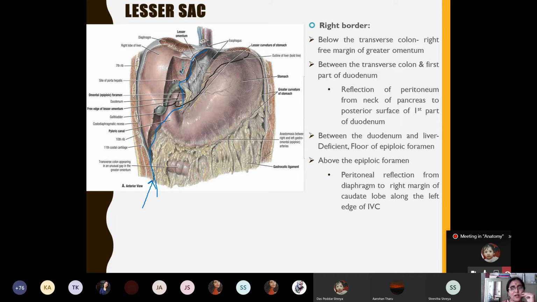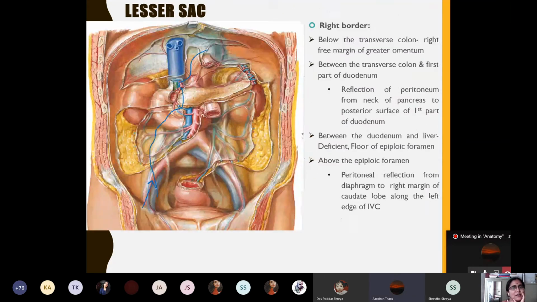Below the transverse colon, the right border of the lesser sac is formed by the right free margin of greater omentum. Very good. Between the transverse colon and duodenum, the right border of the lesser sac is formed by the ligament extending from the neck of the pancreas to the duodenum. See, this is transverse colon, this is duodenum. Can you see this line of reflection? Yes.